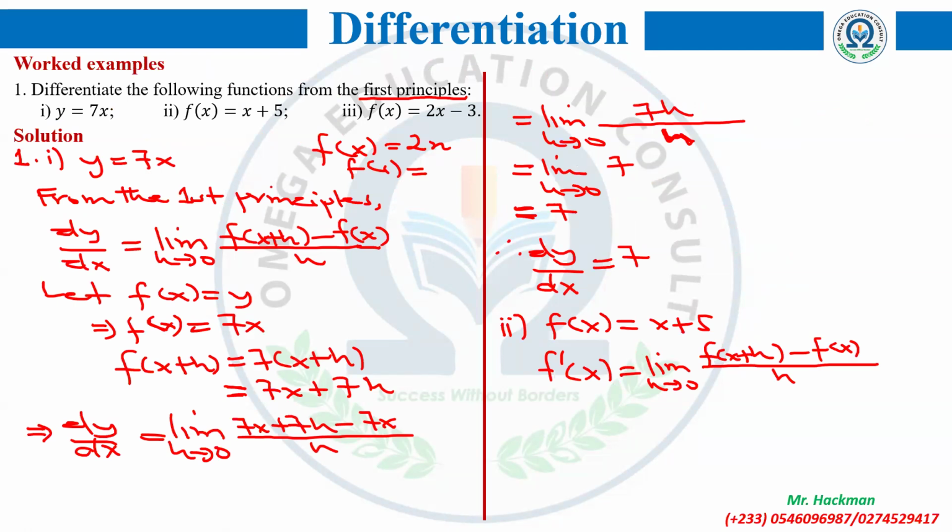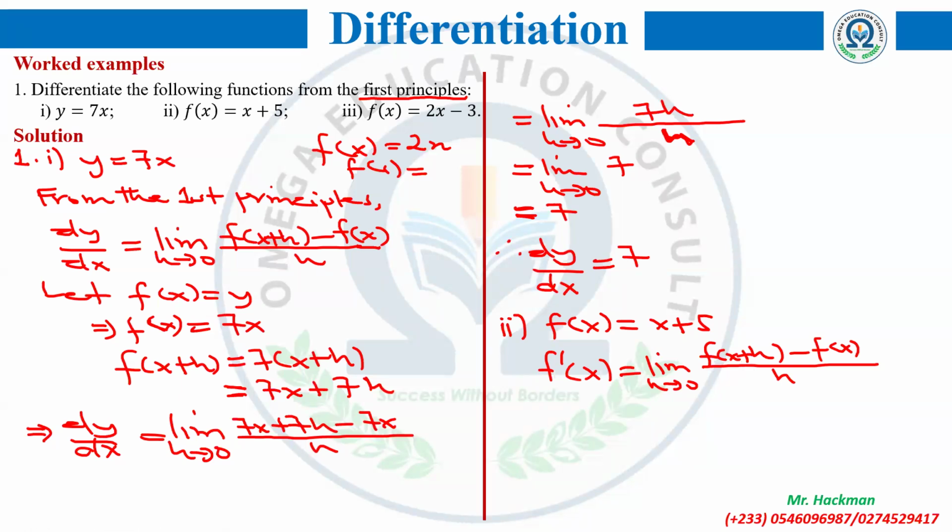Now that you quoted the formula, let the formula talk to you. In this formula, I need to go and find f of x. Do I know f of x directly? Yes, so you won't do any let. Once I know f of x directly, I can go and find f of x plus h. Do you get the point?